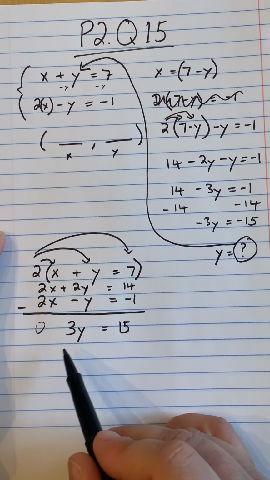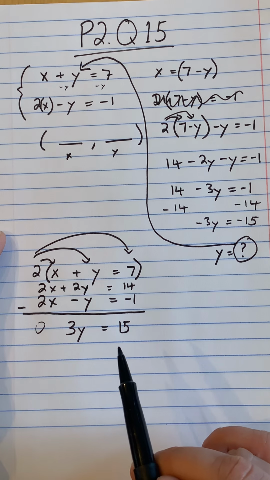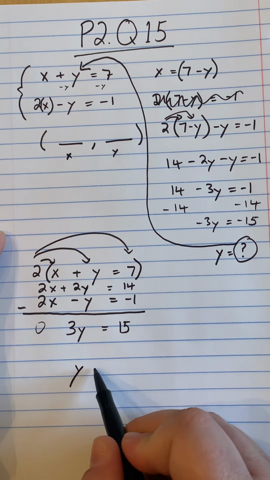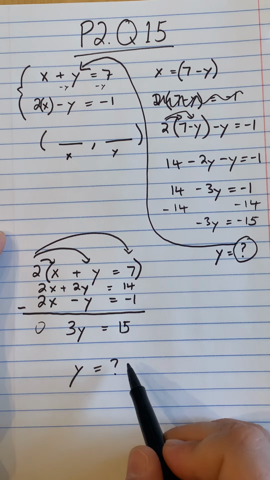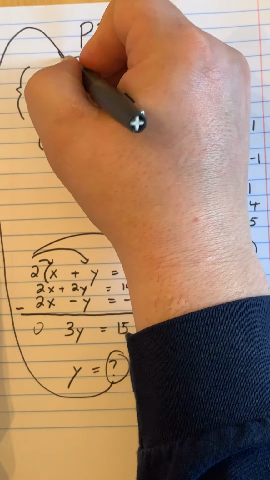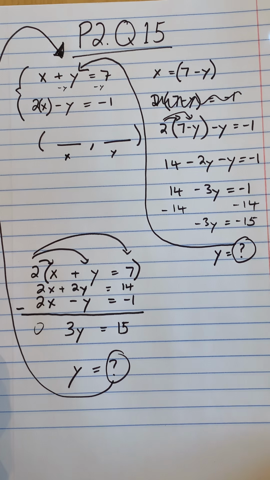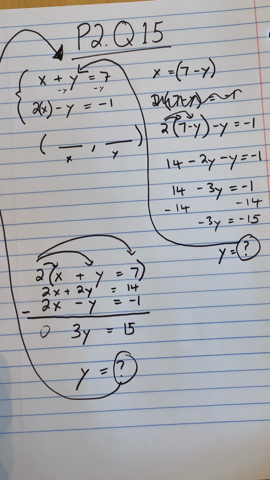And now we have the situation where all I have to do is divide by 3 on both sides to figure out what y is. And then once again, when I know what y is, I would do the same thing as before and substitute and then solve to figure out what x is. So hopefully this is helpful with systems of equations.